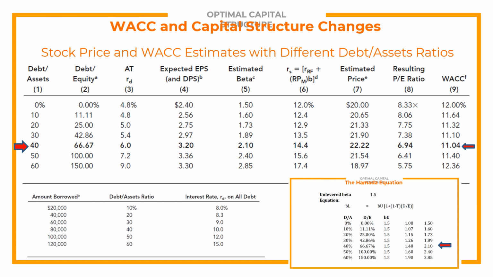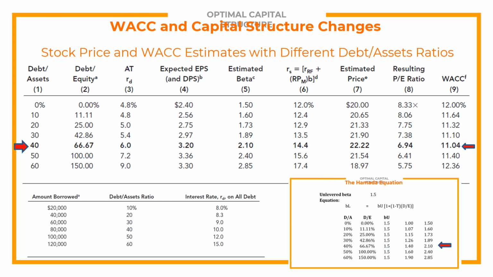Okay, so for the self-check activity, please do the WACC for this whole data: the WACC, the price earnings ratio, and the estimated stock price for debt levels of 20% and 30%. So now I will proceed to discuss 40% debt capital.